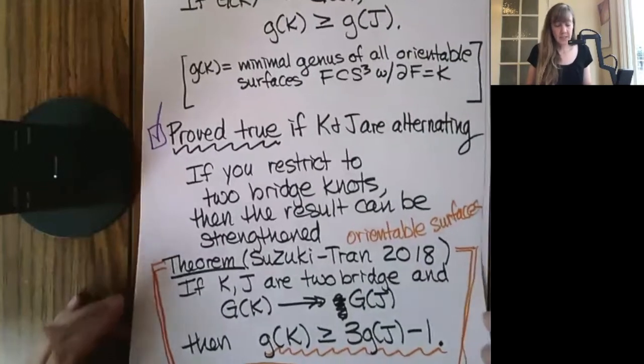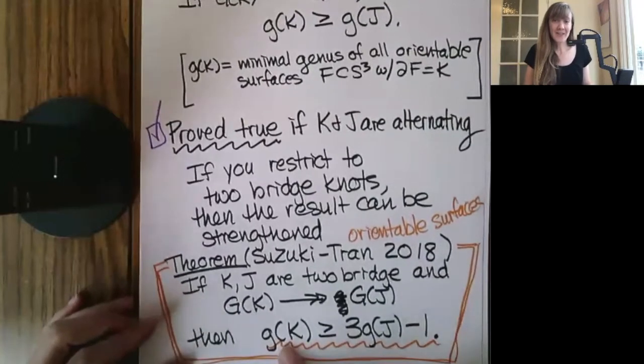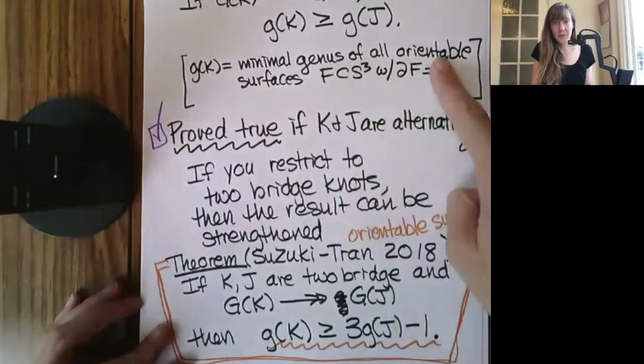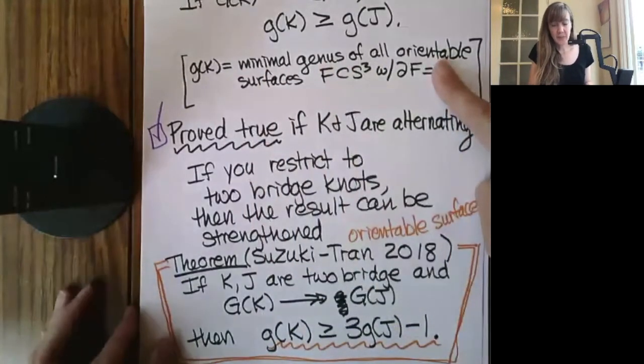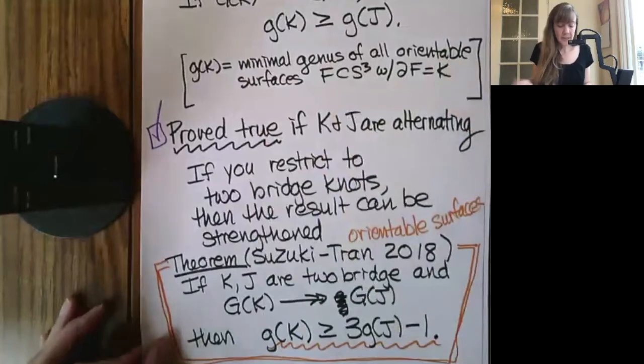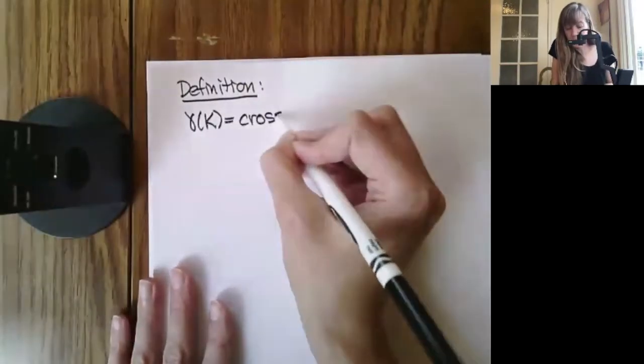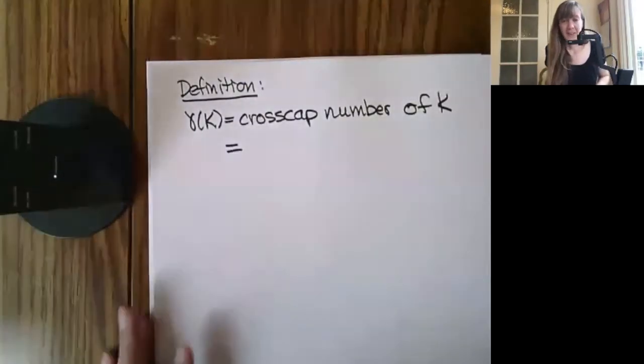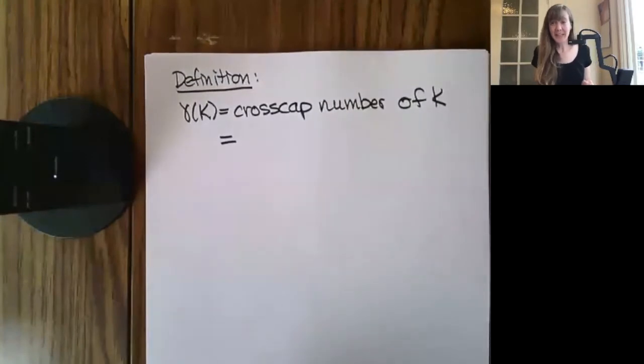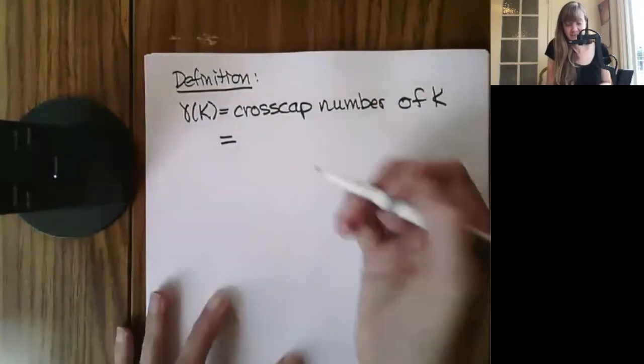So in terms of non-orientable surfaces, we have an analog for genus. The genus of a knot is finding the minimal genus of all orientable surfaces. When you flip to non-orientable, that's called crosscap number. I mentioned it briefly before, but now it's time to define it. It's going to be the minimal first Betti number of all the non-orientable surfaces in S3 that have boundary K.